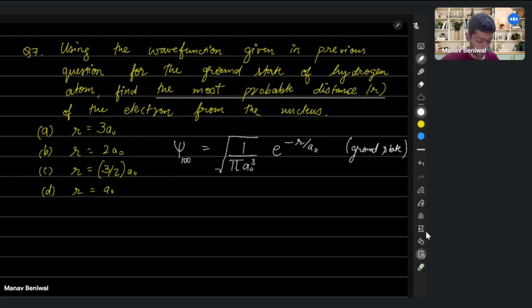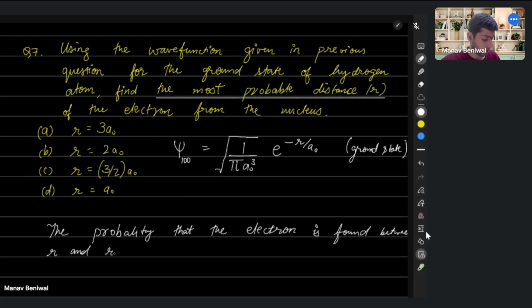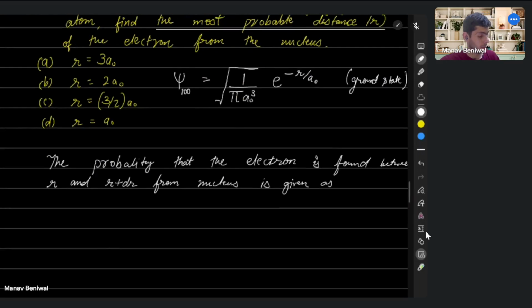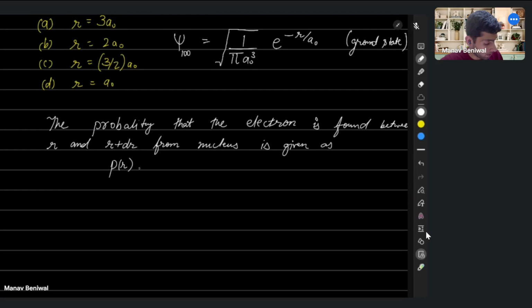So yeah, let us start solving this one. So the probability that the electron is found between r and r plus dr from nucleus is given as P(r) dr = psi star psi 4 pi r squared dr.